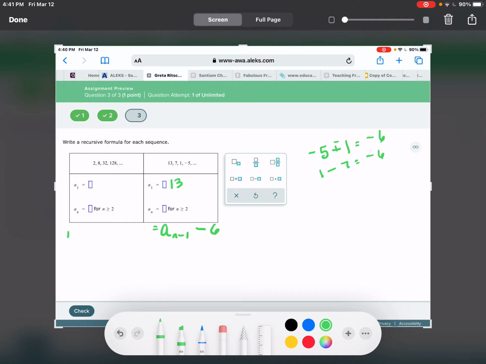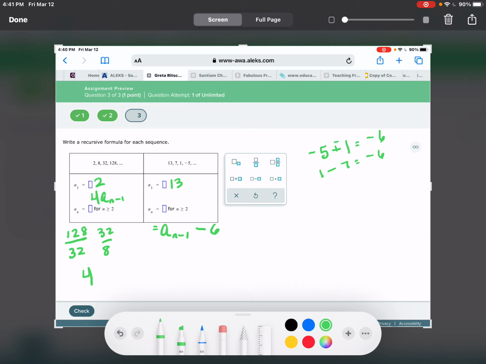This one's going to be geometric, I believe. We're going to have to do 128 divided by 32 and 32 divided by 8, which is 4. 8 divided by 2 is 4, so I'm kind of guessing 128 divided by 32 is 4 also. So what we want to say is that we have a first term of 2. We have a sub n minus 1 times 4.